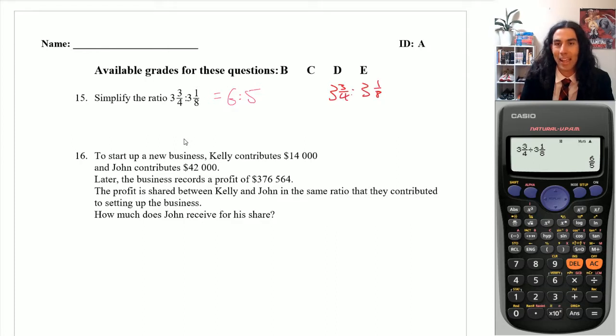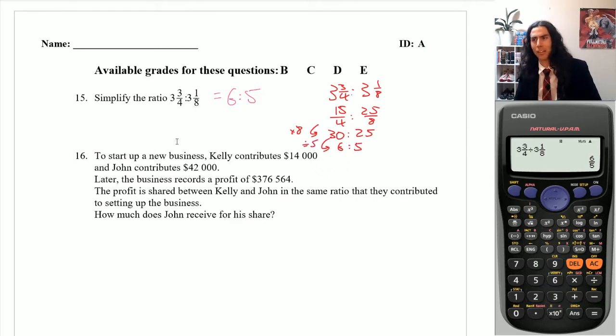Do it by hand. Convert that to improper fractions. 3 times 4, 12, so that's 15 over 4. 3 lots of 8 plus 1, 25 over 8. I'm going to times by 8, and that'll give me 2 lots of 8 over 4 is 2. 8 to 25, and then divide by 5, and you get 65. But no, the calculator does it.